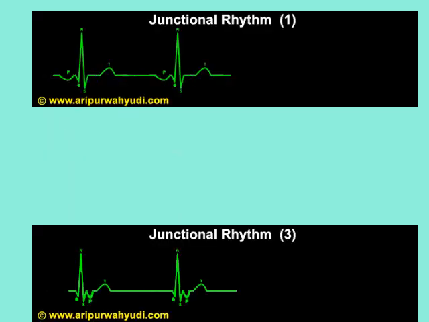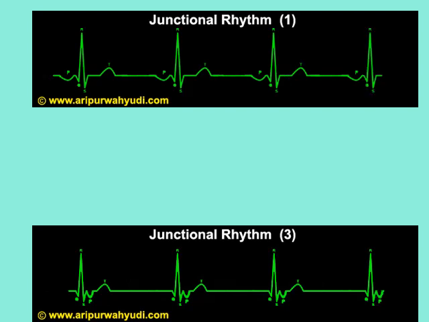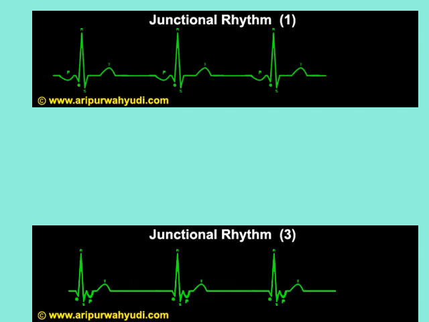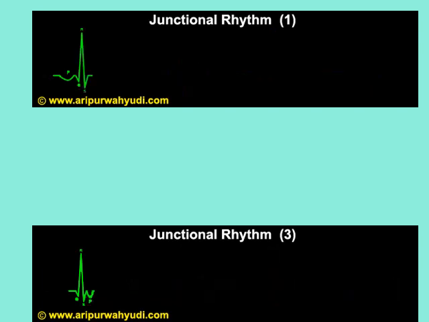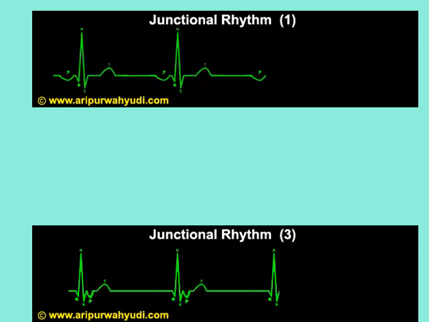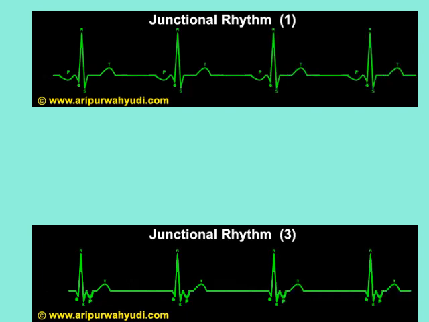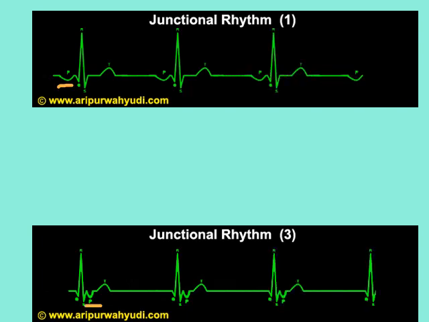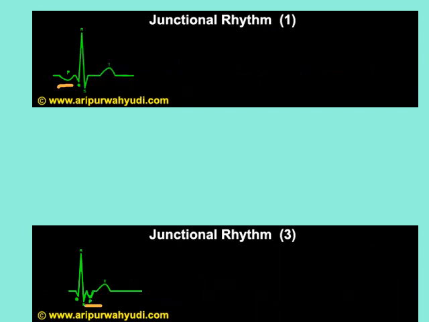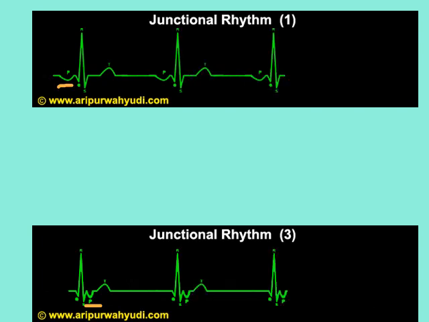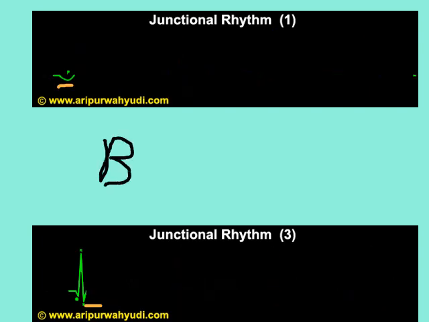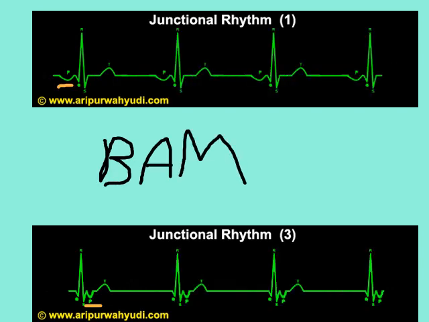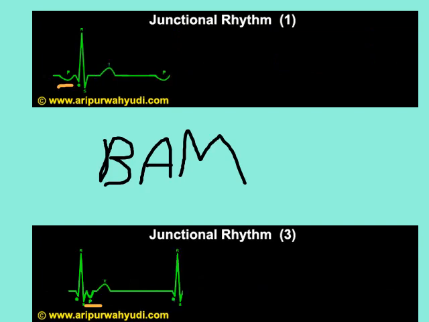All right, here are two examples of some junctional rhythms. You see the inverted P waves, the shortened PR interval, and still a narrow complex QRS. So P's can come before the QRS complex, or they can come after, or they can be absent. So remember, we're bamming the junction. B, before, A, after, or they're absent, which means they're in the middle of that QRS complex. Bam the junction.